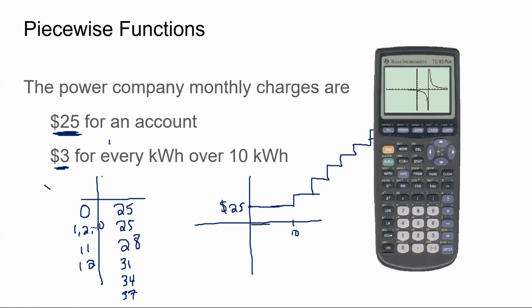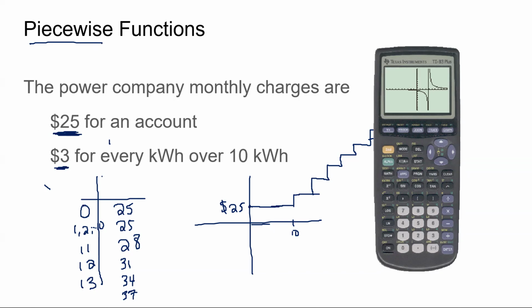Okay. So that's kind of a funny looking function. It's a piecewise function. For this piece of it, it's only $25, and for this piece, it's 28. You know, it doesn't matter if I use 12.2 or 12.6 or 12.8. It's 31 until I get to 13. Okay, so that's a kind of weird function.